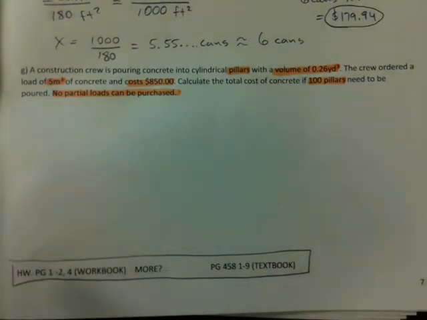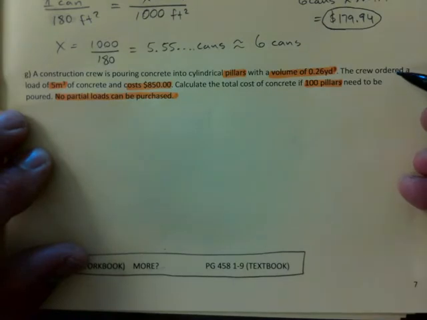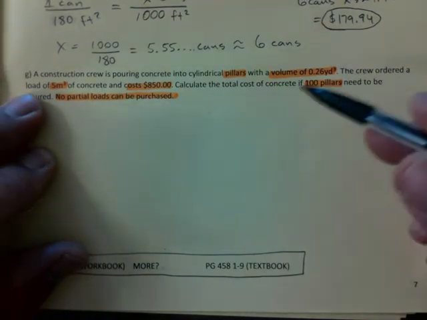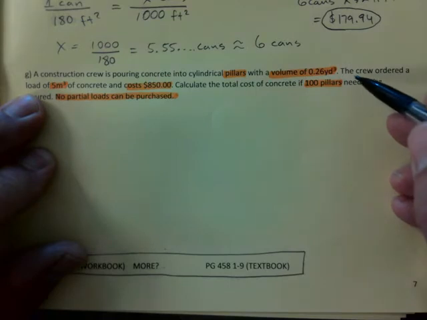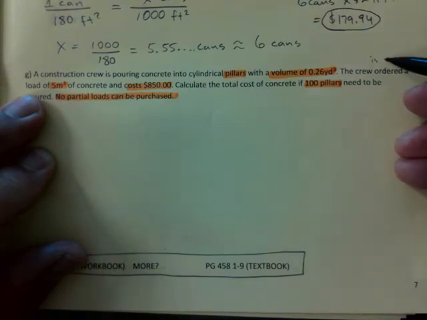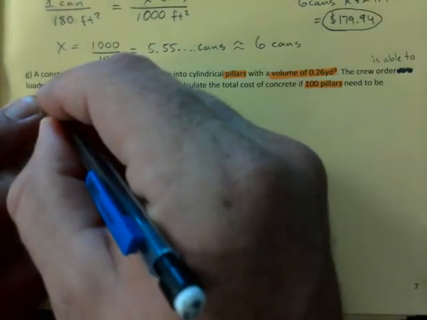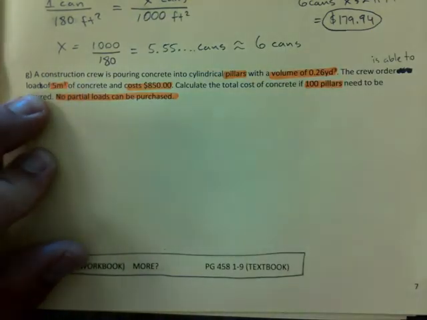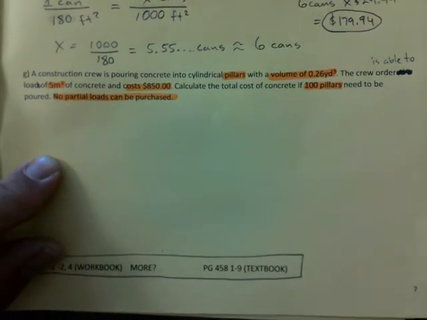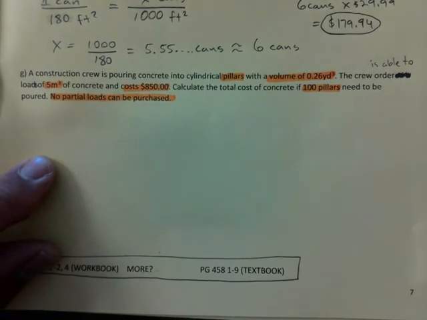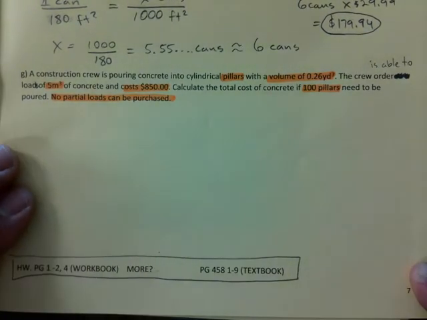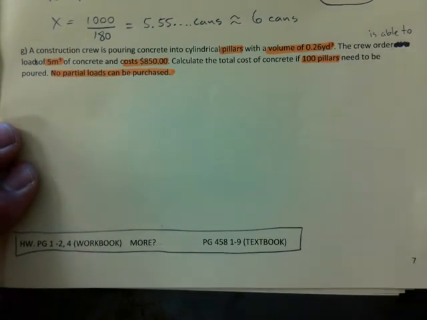Actually, when I read this, the crew is able to order loads of 5 cubic meters. It's a bit blurry, right? Let me focus here. So make that addition there. Wording does matter, right? So we need to make sure we have that adjusted.